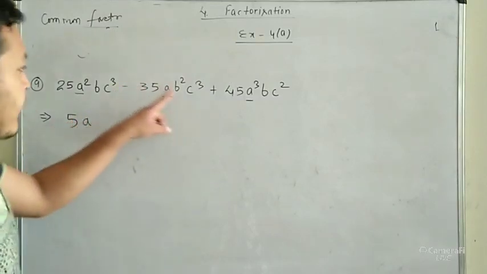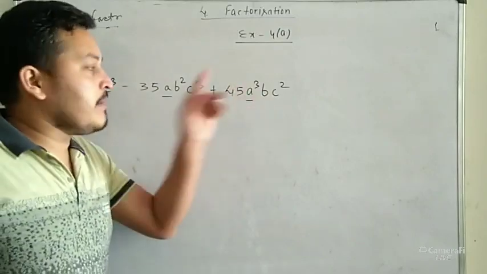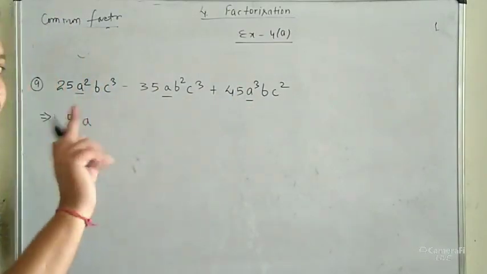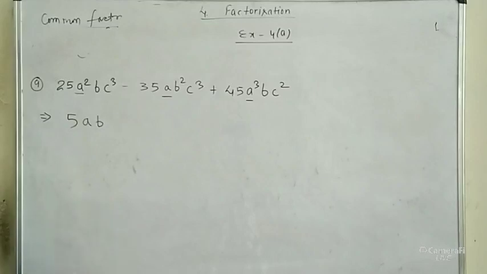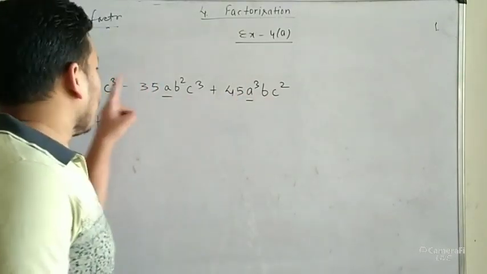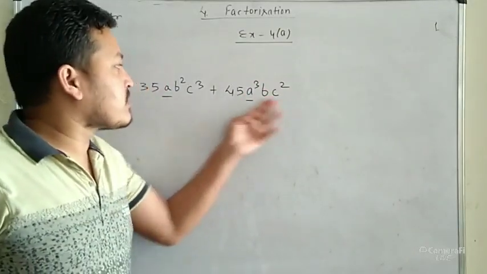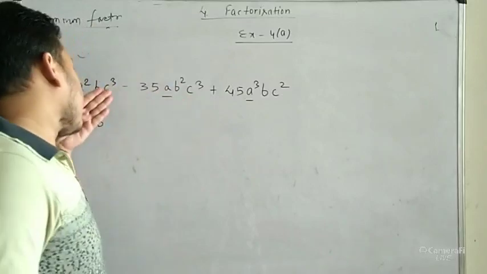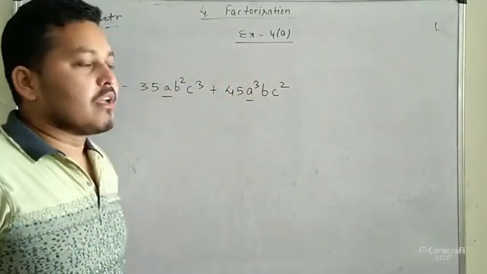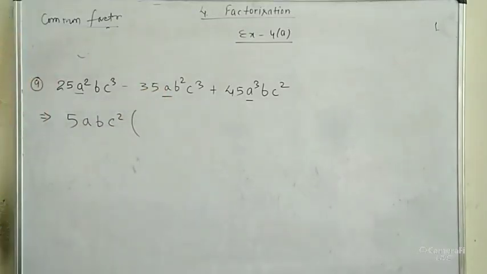Next, b square and b square and b, which number common take? Not b square, only b, okay, b. Next, c cube, c square, c cube, c square, तो which is the minimum power? c square is common because c यहाँ भी present होगा c square, and c square is also present here, so we can take c square as a common out. Now write the remaining things in the bracket.